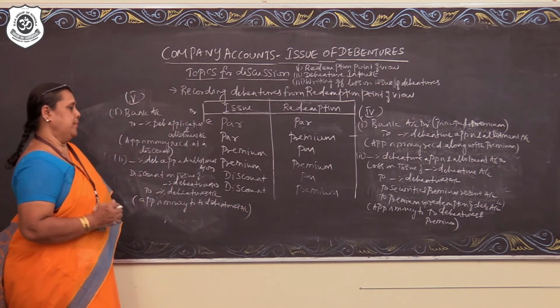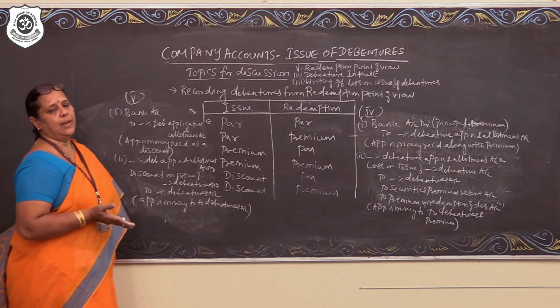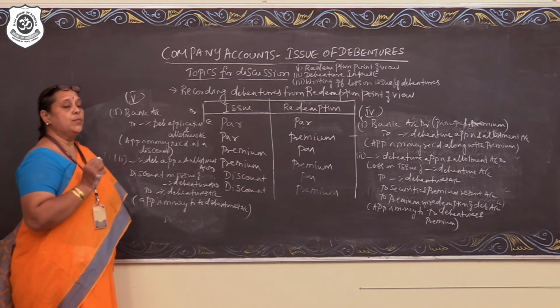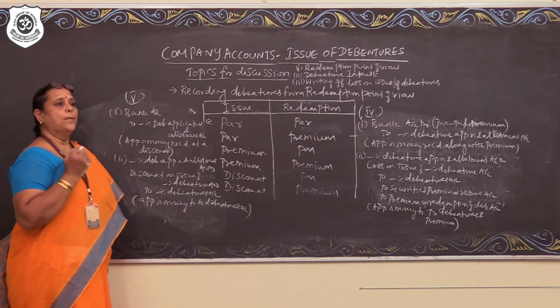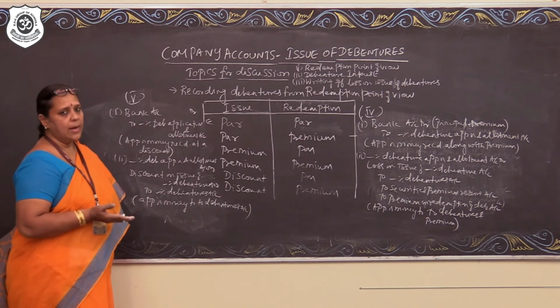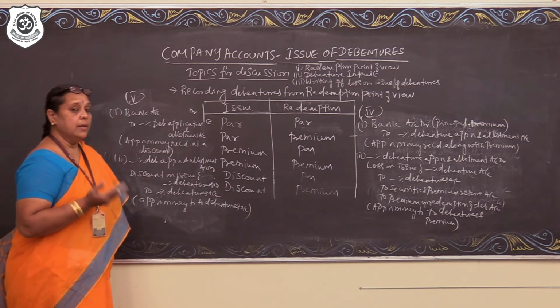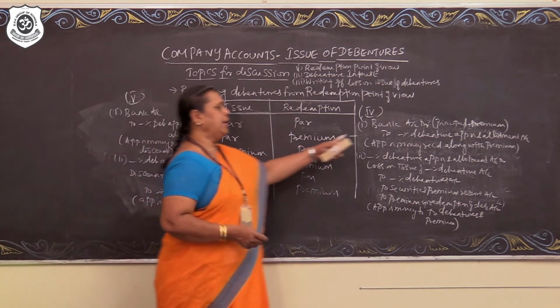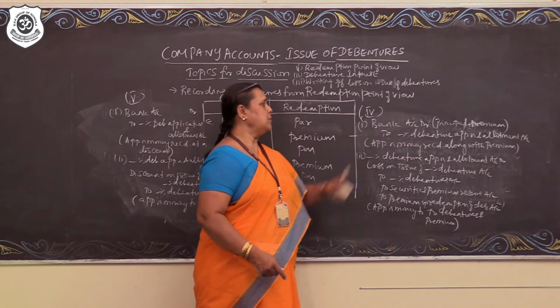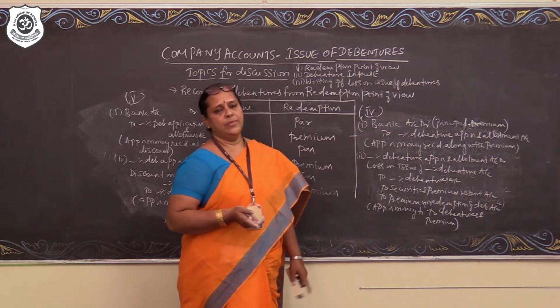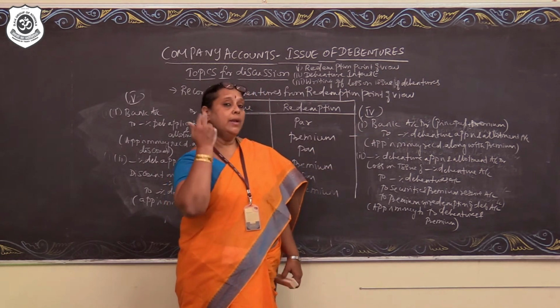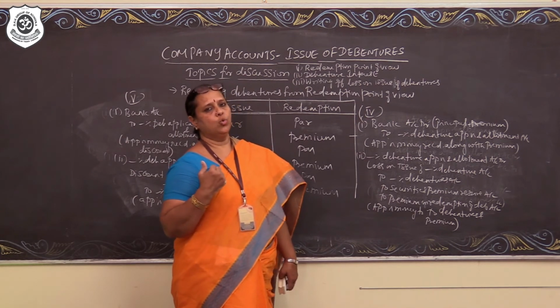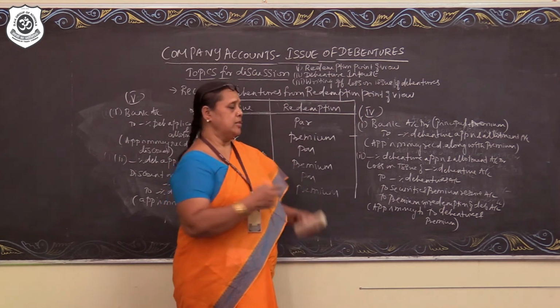The last one, issued at discount, redeemable at premium. This will involve loss to the company both at the time of issue and at the time of redemption. The journal entries can be of two different types. Entry number 1 may continue to be the same like this. Principal, bank account debit to debenture application and allotment. Entry number 2 can be dealt in two different ways. So now we shall see that.